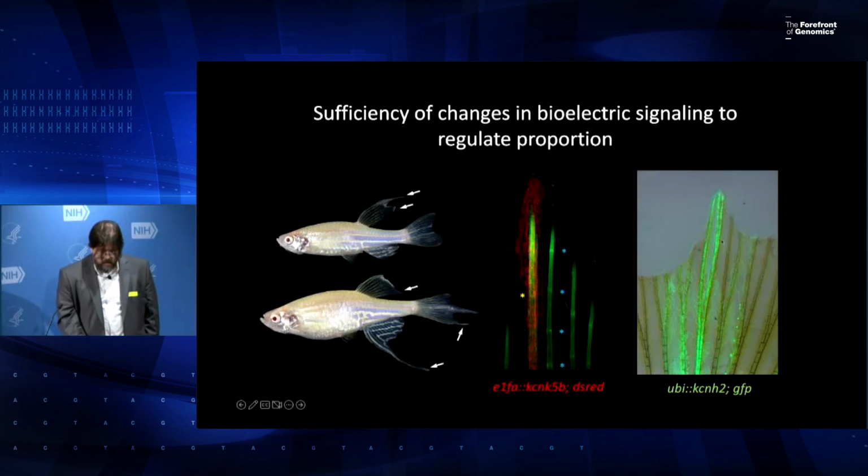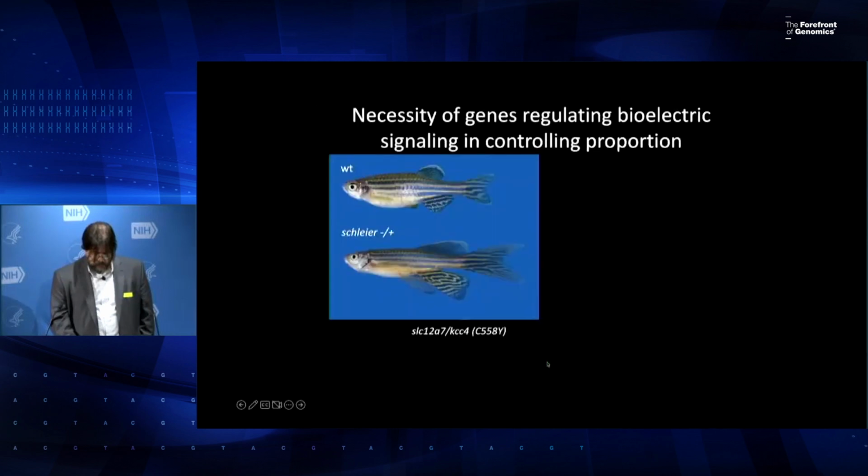You see here the dorsal fin, as well as here the caudal fin. We know this is mostly autonomous to the structure, but there is some non-autonomous effect in nearby rays. See here in red, this is the marked clone, and this is the effect on the non-marked bone of the fin rays themselves. And this is seen not only with one channel, but with pretty much all the channels. You overexpress them, they're sufficient to give you this phenotype. Here are two separate channels, one kcnh2, one kcnk5.